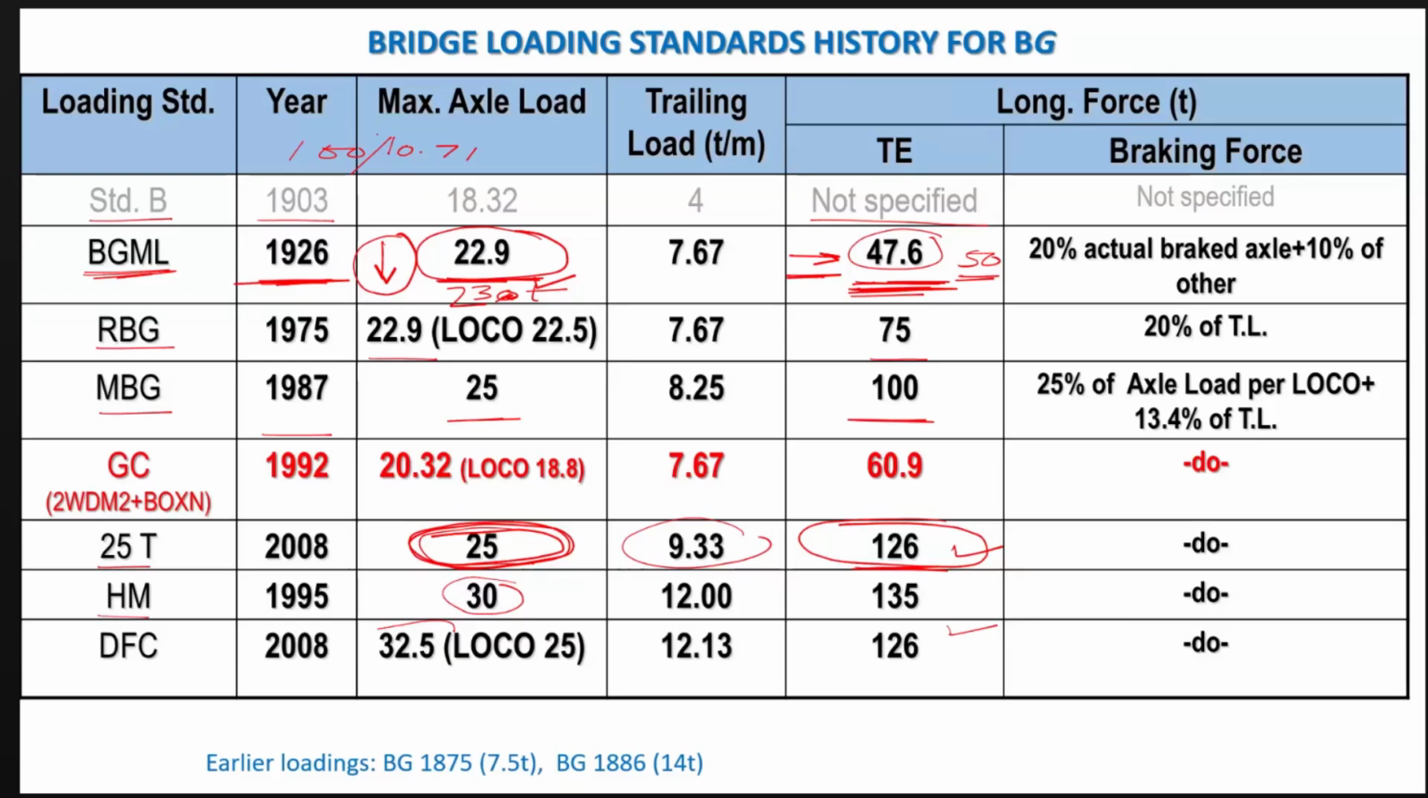Okay, were you able to understand? Gauge conversion is from meter gauge to broad gauge only. Yes, sir is telling that by mistake they will mention RBG or MBGML, and that's why that bridge is failing. So check whether it is strengthened or not strengthened. If it is only GC loading, then they will be in critical condition. Okay.